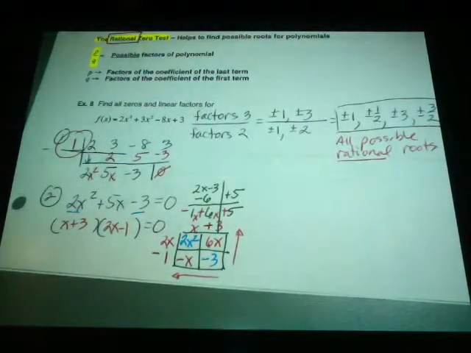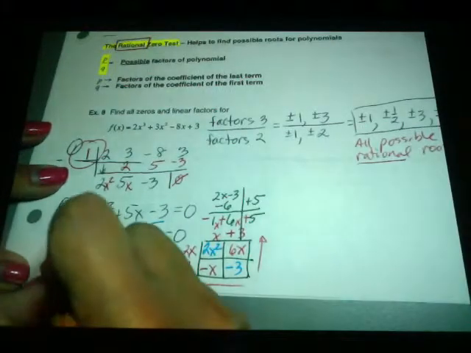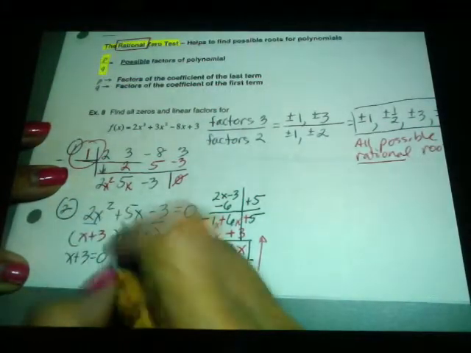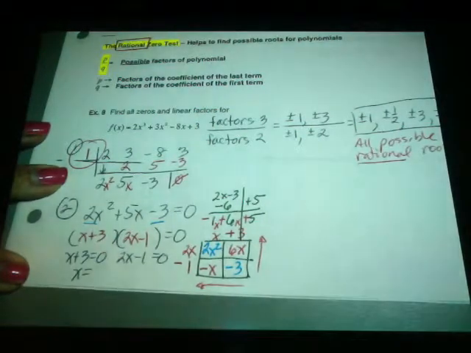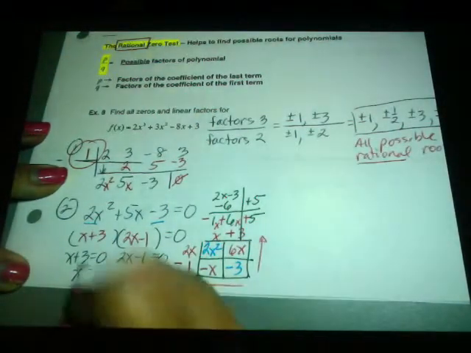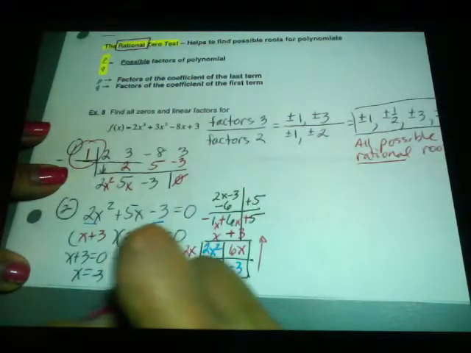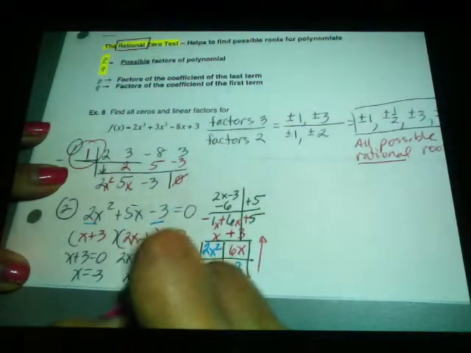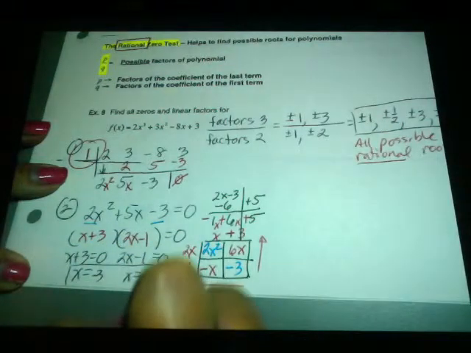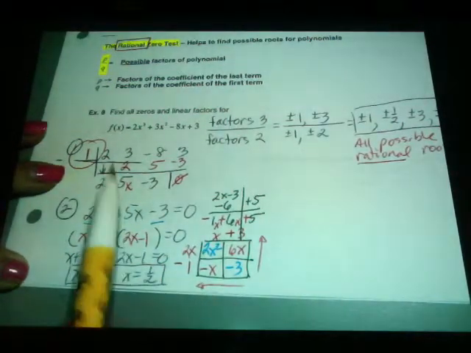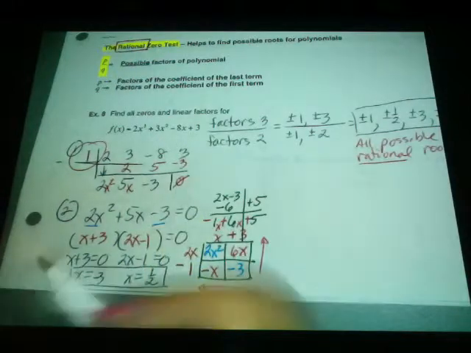So then you're going to set each of those equal to 0 to solve. So x plus 3 equals 0, and 2x minus 1 equals 0. So x is equal to what? Negative 3, and x is equal to what here? Positive 1/2. So these are our zeros, but they also asked for linear factors.